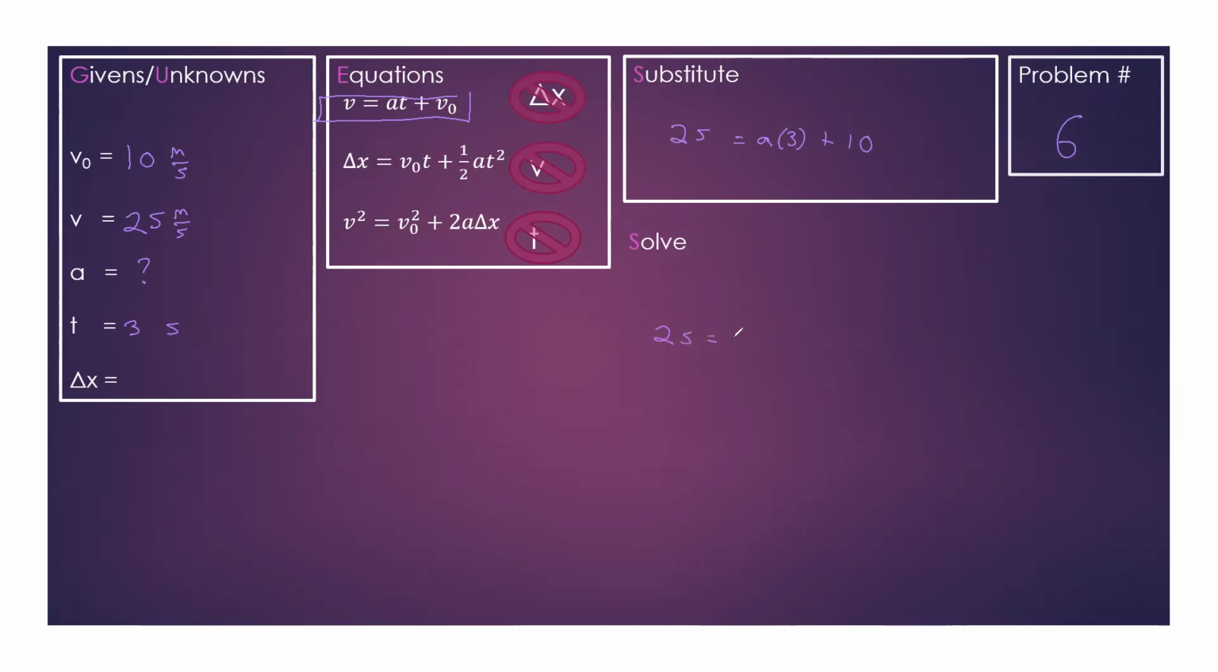So 3a plus 10. I'm going to go ahead and subtract the 10 from both sides. So I get 15 equals 3a, divide the 3 from both sides, and I get 5 meters per second squared is equal to the acceleration.